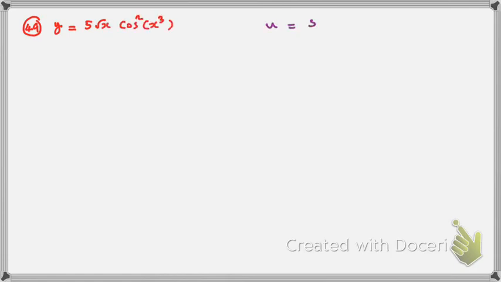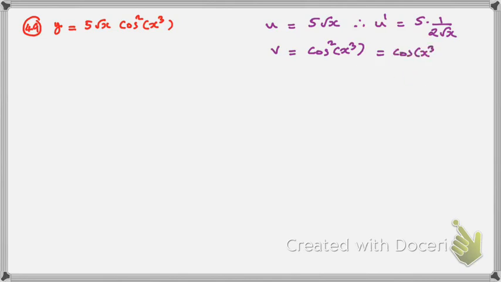Here's another question. Y is equal to 5 root x into cos square x cubed. So u is the first function, which is 5 root x. 5 root x derivative. 5 is the coefficient, into root x is 1 over 2 root x. So that's u. Therefore, u dash is this. V is cos square of x cubed. Cos square of x cubed is like cos x cubed the whole square. So I need to read it like f of x the whole square will be 2 times f of x into f dash of x. So 2 times cos of x cubed into cos of x cubed will be minus sine of x cubed into x cubed will be 3x square.